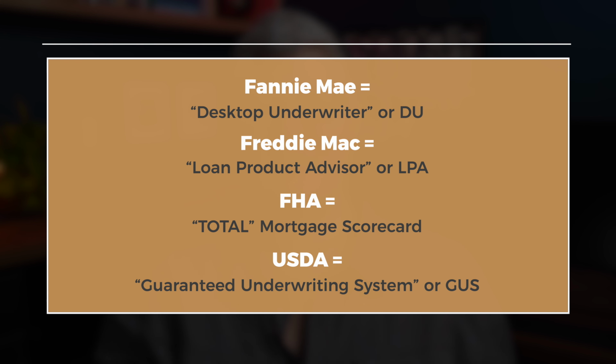And although USDA has the cutest name for their AUS, it's called GUS, which stands for Guaranteed Underwriting System. GUS is actually a little bit of a meanie, as we'll talk about. Now, this alphabet soup hasn't entirely replaced humans.